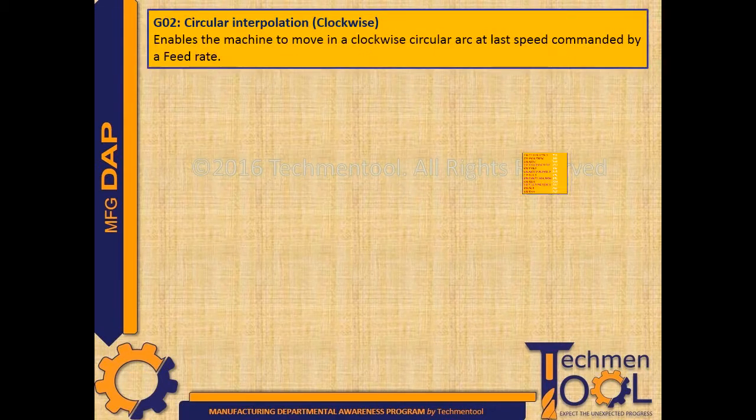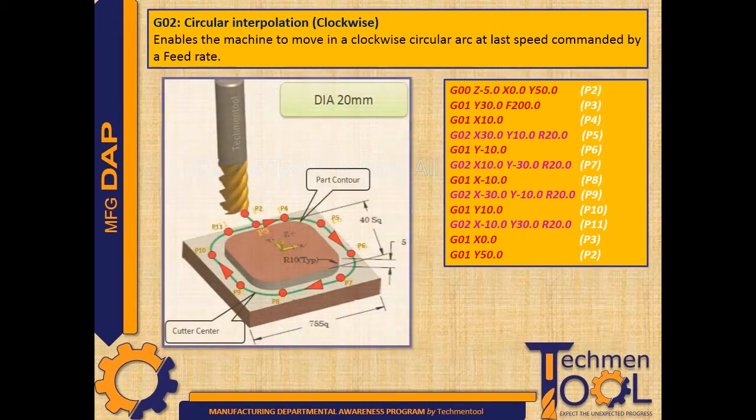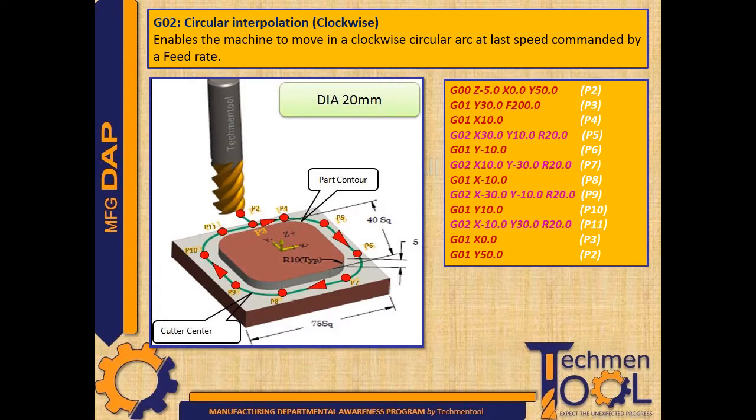G02 circular interpolation clockwise. This enables the machine to move in a circular clockwise arc at a speed commanded by a feed rate. In this sample program, you can see that clockwise circular interpolation of the 20 mm dia end mill tool takes place at the radius of 20 mm for the points P5, P7, P9 and P11 after respective rapid and linear interpolations as per instructed values.